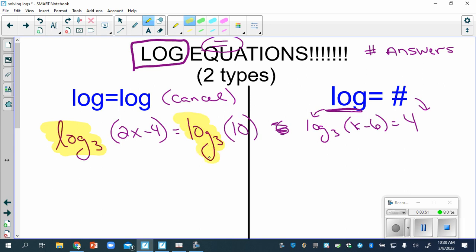Now, at this level, in Algebra 2, we will always have the same base. Sometimes, I don't even know if in pre-calc they change the base. In calculus, sometimes they change the base. But for us, we're going to have a log 3 on this side and a log 3 on this side. And if you have that, a very nice thing happens. You get to cancel them. So you're just going to say 2x minus 4 equals 10.